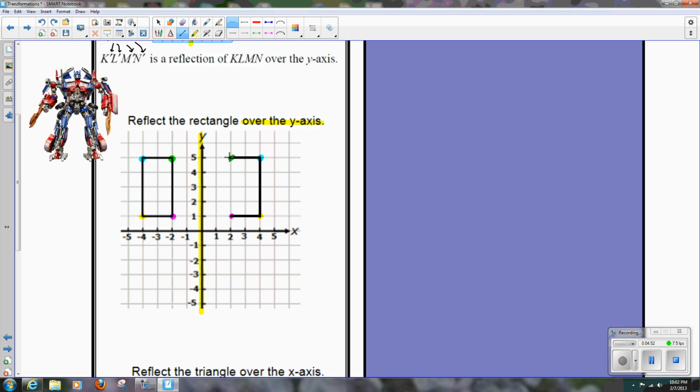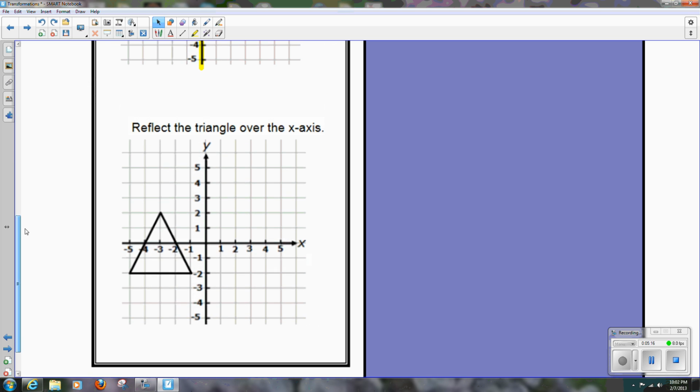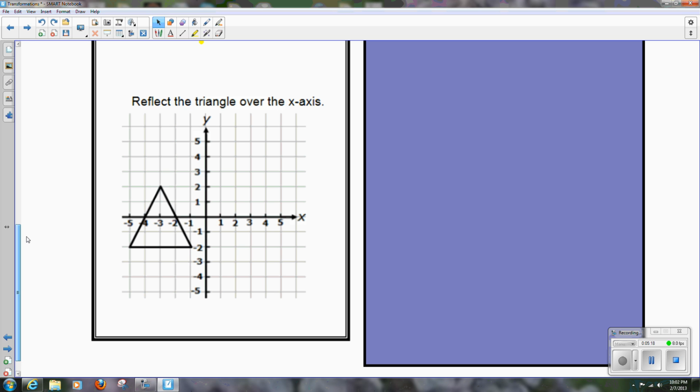All right, so you go ahead and connect those points. And let me fix that one a little bit. There we go. Okay, so you can see that the two rectangles are exactly the same, it's just that this one's on this side and that one's on the other side. They're both 2 units away from the line of reflection. So that was kind of an easy problem. Let's take a look at one that's just a little bit trickier.